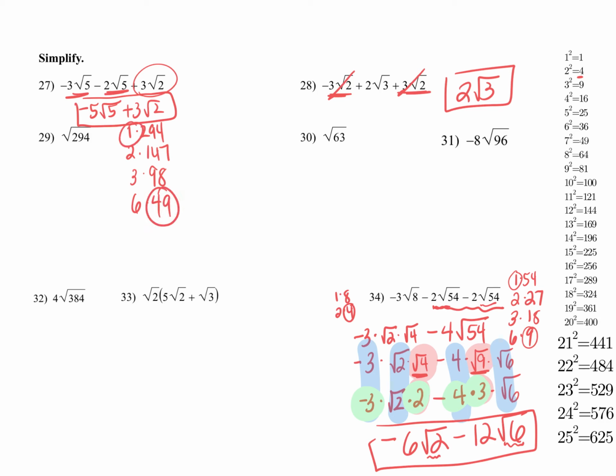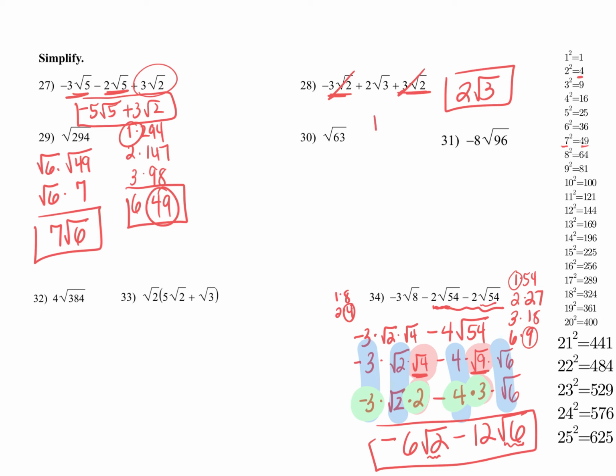1 and 49. So you're going to use your biggest perfect square. You're going to rewrite 294 as the square root of 6 times the square root of 49. The square root of 6 is not a perfect square. The square root of 49 is 7 because 7 squared is 49. So my final answer is 7 times the square root of 6.